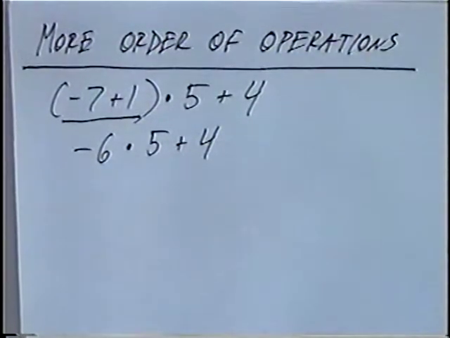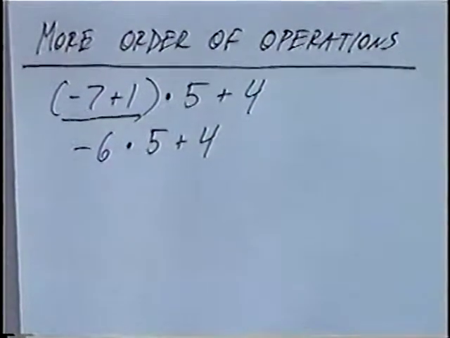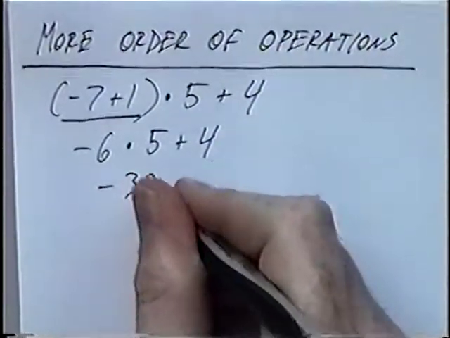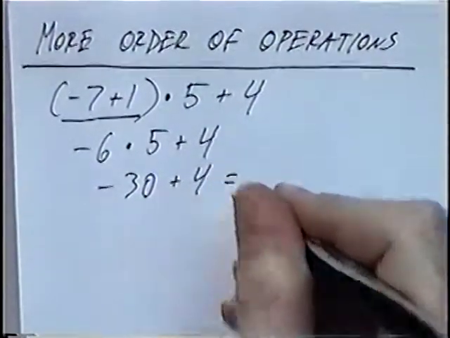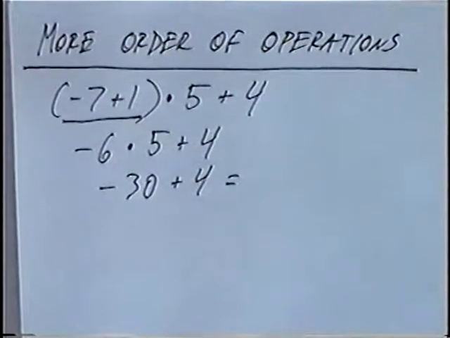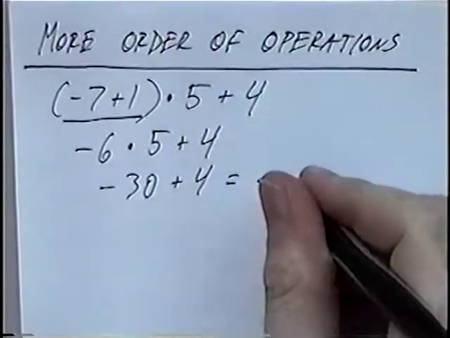After parentheses is exponents. There's no exponents. Next is multiplication and division. We have a multiplication sign that we can multiply. -6 times 5 would be -30. And the last operation is addition. -30 plus 4 would be -26.